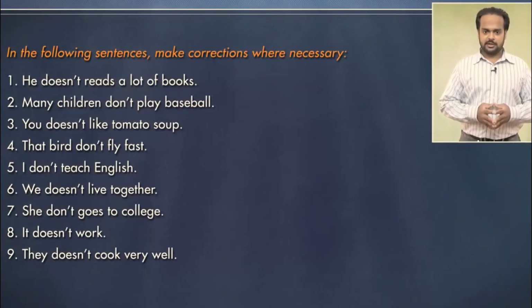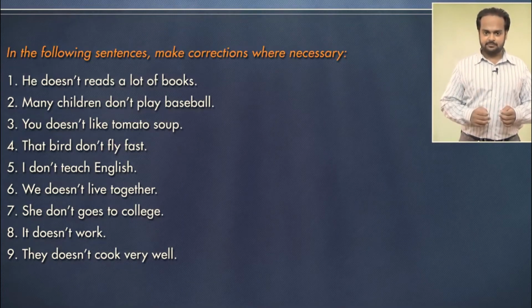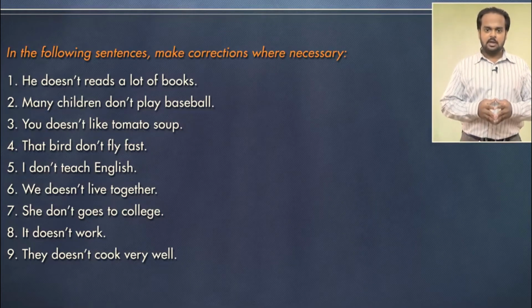Here's a quick exercise. You see 9 sentences on the screen. These are the same sentences from the first exercise, but here I've made them negative. Now some of these sentences are correct and some are wrong. If a sentence is wrong, I want you to change it to the correct form. Stop the video now if you want, think about your answers, then play the video again and check.